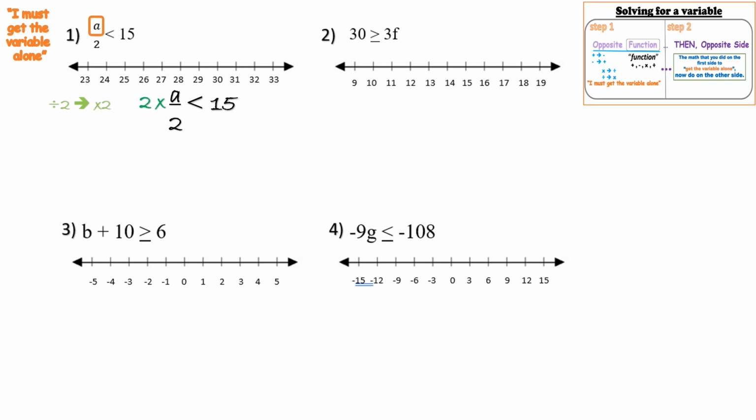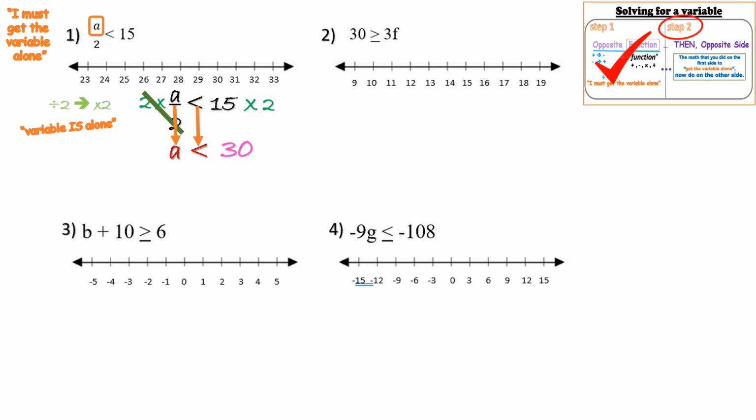In order to get rid of it, I'm going to multiply the variable side by 2, which allows me to cancel the 2's out. That's going to leave me with a is less than. Now I have my variable alone, so I have finished step 1. Now I go to step 2, which tells me to do whatever I did to get my variable alone on the opposite side. So I'm going to take 15 and multiply it by 2. On your handy dandy calculator, you can find that 15 times 2 is equal to 30.